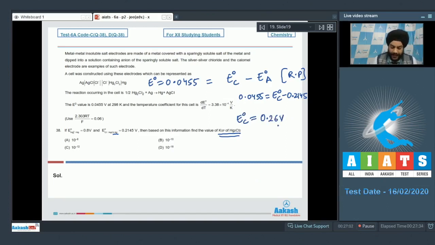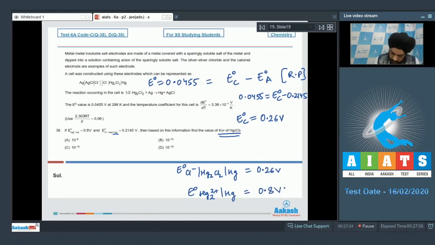Students, the value of E0 of the cathode is 0.26 volts. So we have E0 of Cl minus | Hg2Cl2 | Hg equal to 0.26 volts, and we have the value of E0 of Hg2 2+ to Hg equal to 0.8 volts. So students, we can find out the value of KSP of this Hg2Cl2 using these two E0 values.